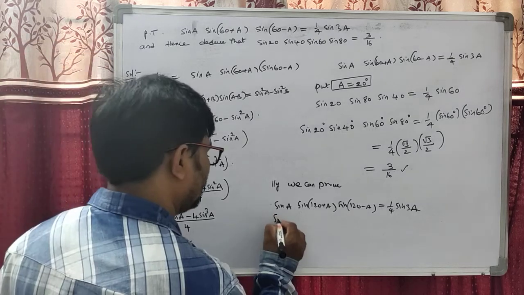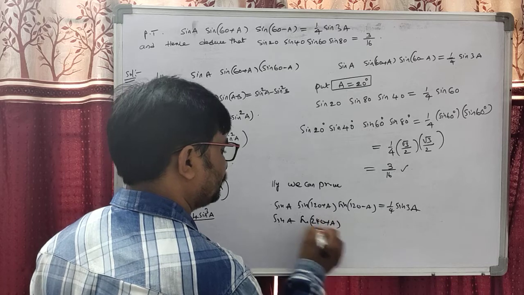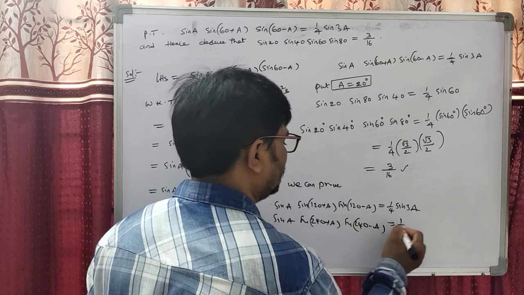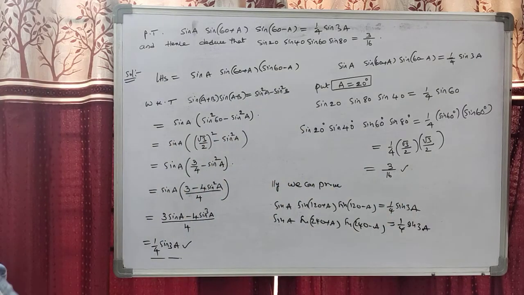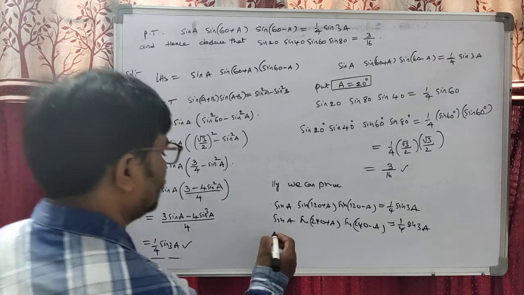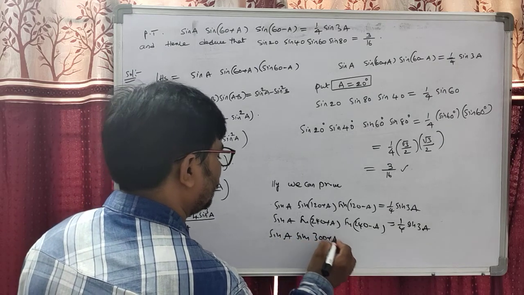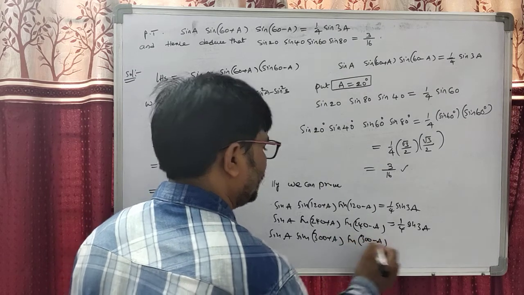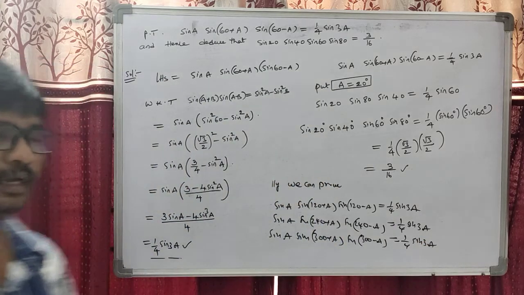This is also, students, sine a, sine of 240 plus a, sine of 240 minus a is also 1 by 4 sine 3a. Okay students, 60 or 120 or 240 or 300. This is also, students, sine a, sine of 300 plus a, sine of 300 minus a is also 1 by 4 sine 3a. Write it down, students.